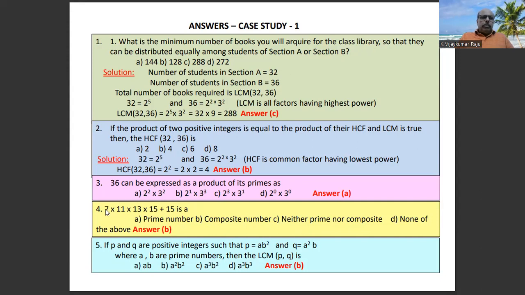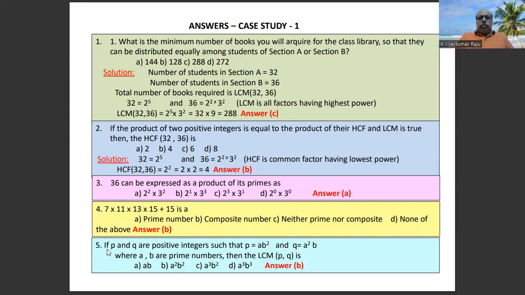In this case, you see it is multiplied by four numbers. That means the product will be a factor of 7, it is a factor of 11, it's a factor of 13, it is a factor of 15. So it has got four factors. When it has got more than two factors, it is no more a prime number, it is a composite number. Therefore, your answer is B, because it is having more than two factors.